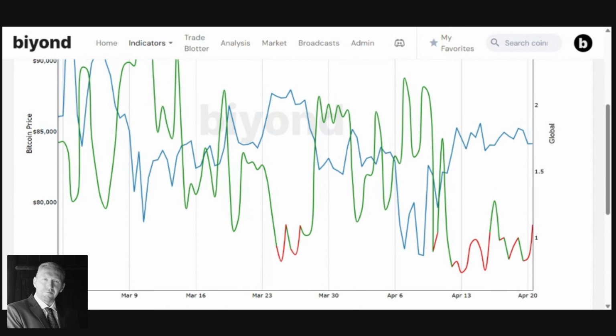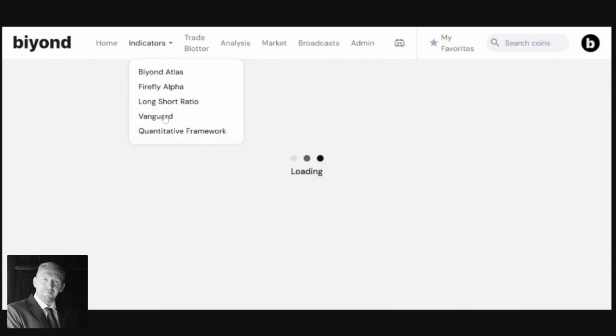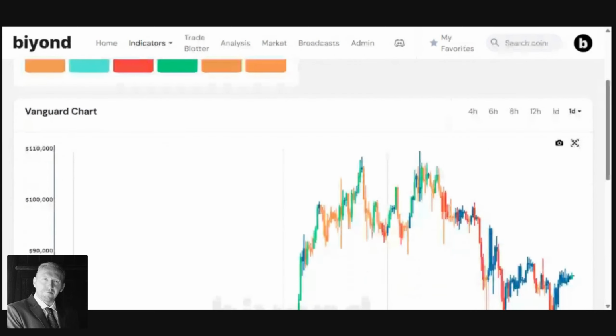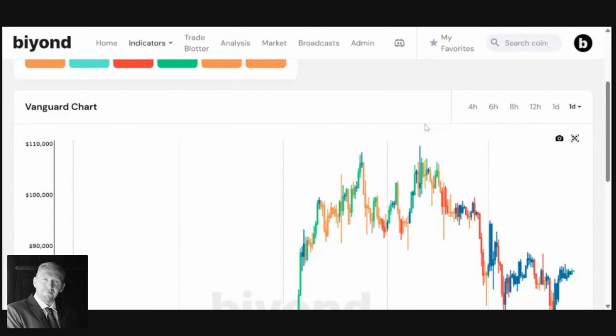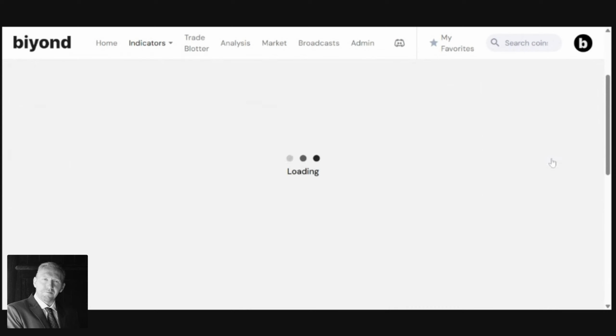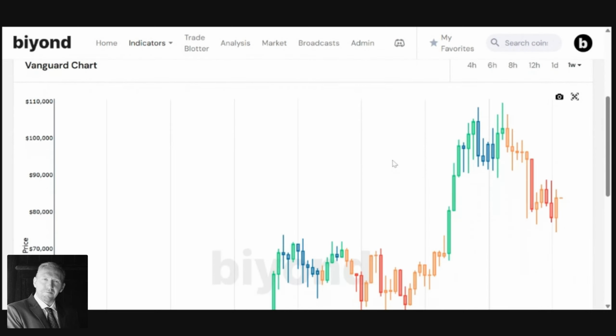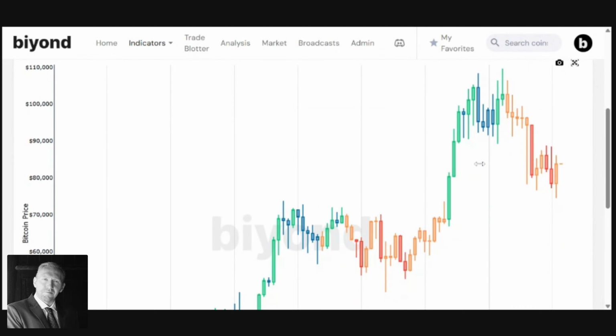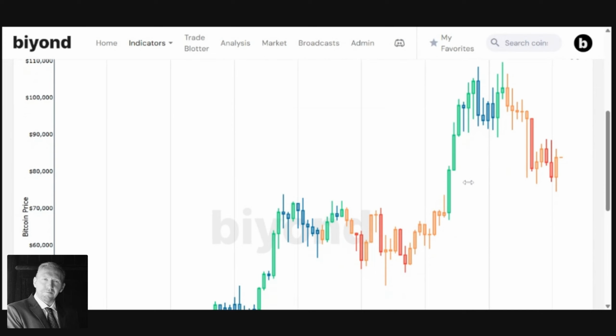So let's have a look at another one of our flagship indicators, and that is Beyond Vanguard. Beyond Vanguard has been probably one of the most reliable indicators for us, and I think a good place to start is with the higher time frame. As everybody knows, Bitcoin has been in correction mode, and what we want to see with this indicator is it's color coded, and the colors will tell us what to do very basically.